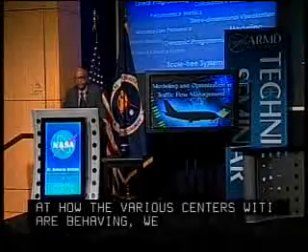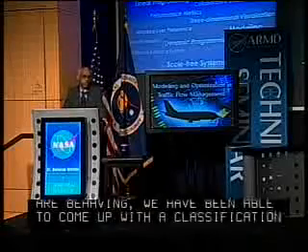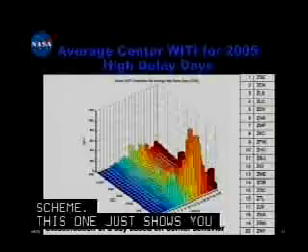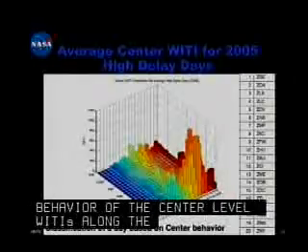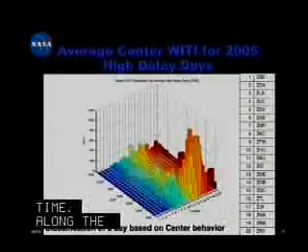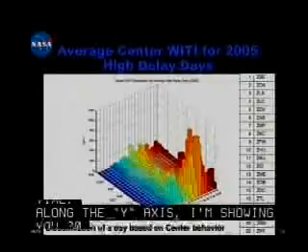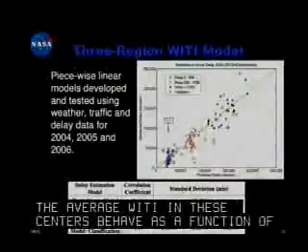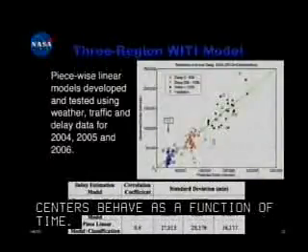Next view graph, please. This one just shows you the behavior of the center level WITIs. Along the x-axis is the time, along the y-axis are the various centers; I'm showing you the 20 different centers and how the average WITI in these centers behaves as a function of time. Could I have the next view graph, please? Now here, we have used this kind of model.